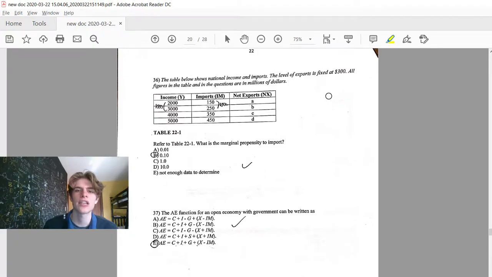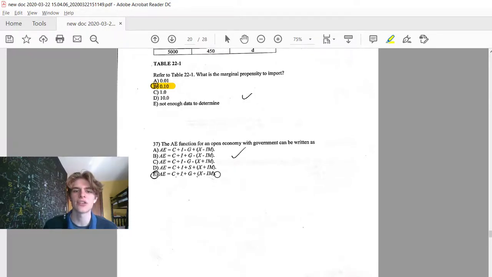The level of exports is fixed at 300. That's key. All figures in the table and in the questions are in millions of dollars. What is the marginal propensity to import? So that's just the slope of this. The change in this was 100, the change of that was 1,000. So that means for an increase in income of $1,000, we import 100 more. So we import 10% of what our income is, 0.1.